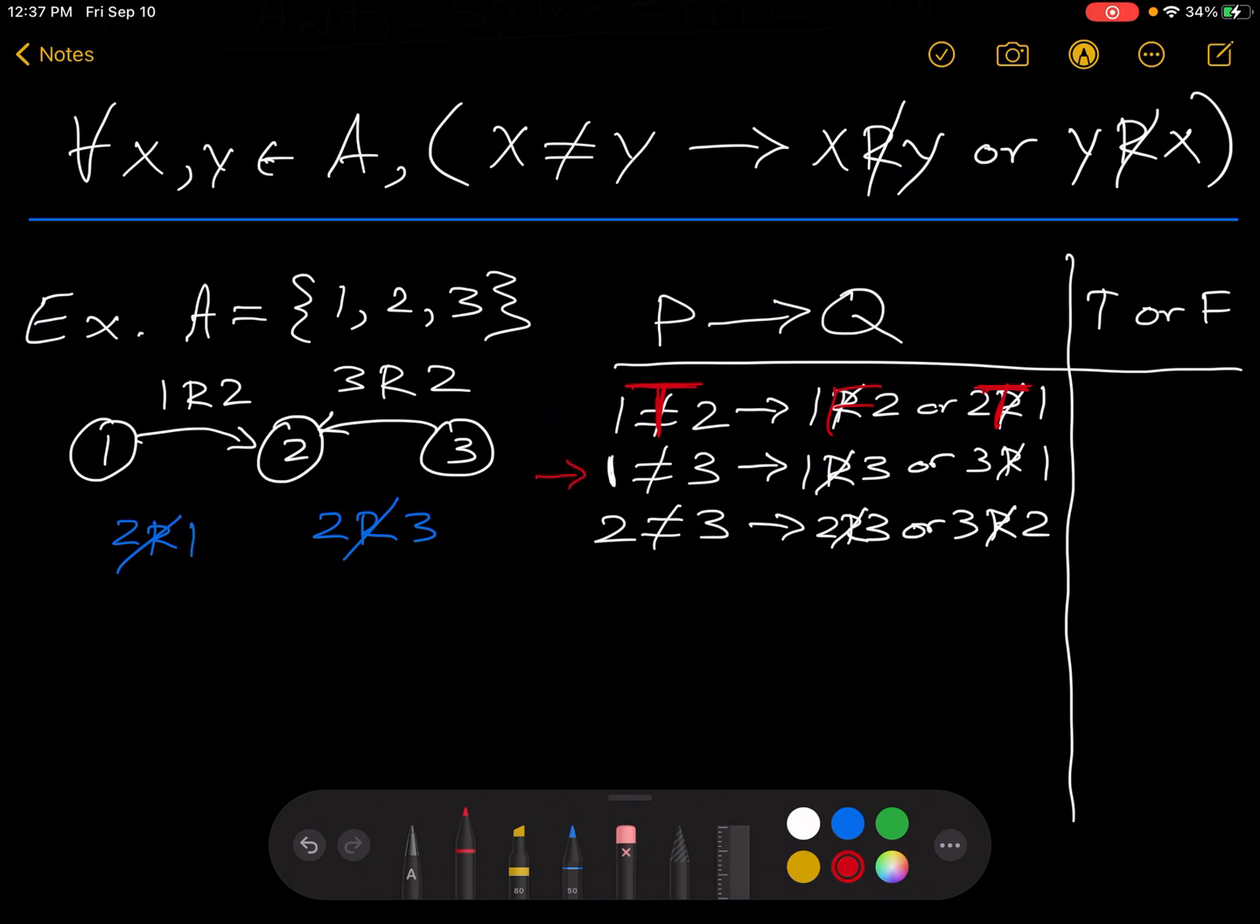Now moving on to this one here. 1 not equal to 3, well, we know that's true. 1 not related to 3, well, let's see, where's that? Oh, we didn't cover that one yet, did we? Let's look at that. Well, we don't have an arrow right here. If there was an arrow right there, that would say that 1 R 3. But we don't have an arrow there, so we have that.